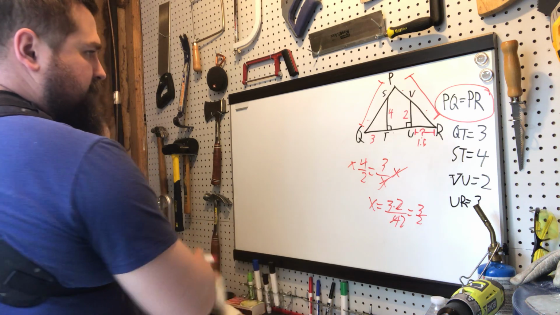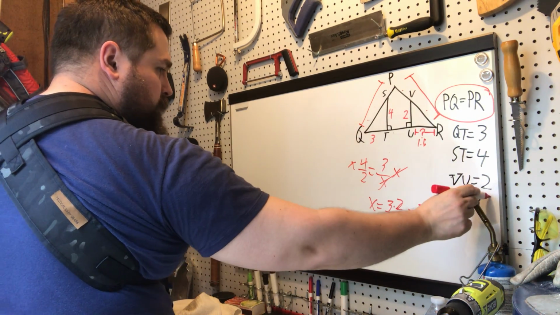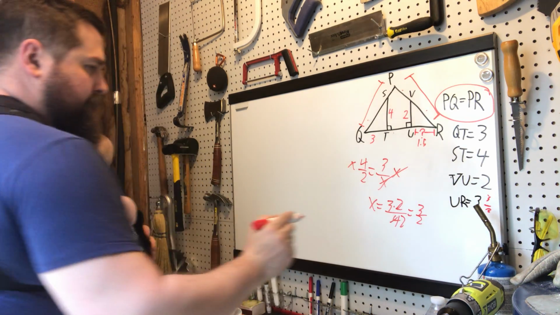All right, so what's up next then? Let's explain why this works. Oh, and yeah, your length would be 3/2. 3 over 2. I know, Ben, hold on.